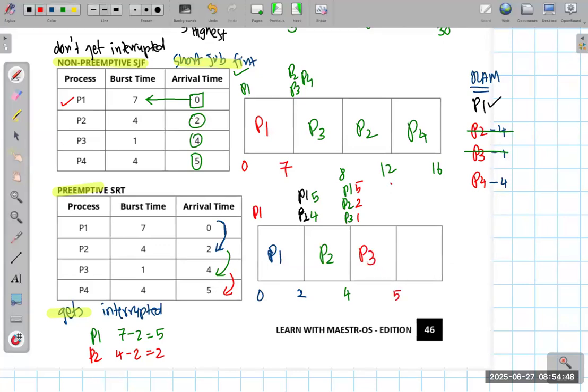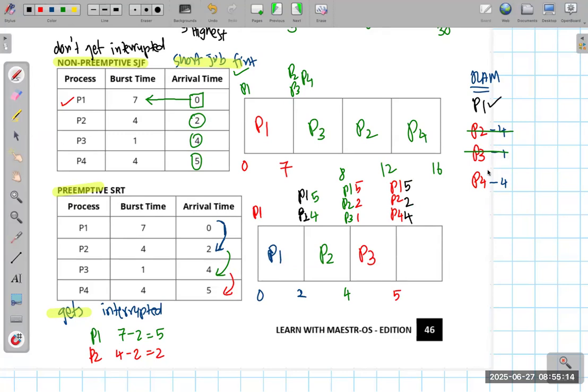In unit 5, you will see P1, P2, and P4. P1 needs a time of 5. P2 needs a time of 2. P4 needs a time of 4. Did you get it up to now?